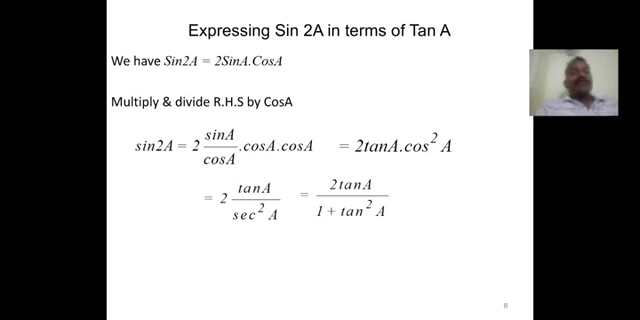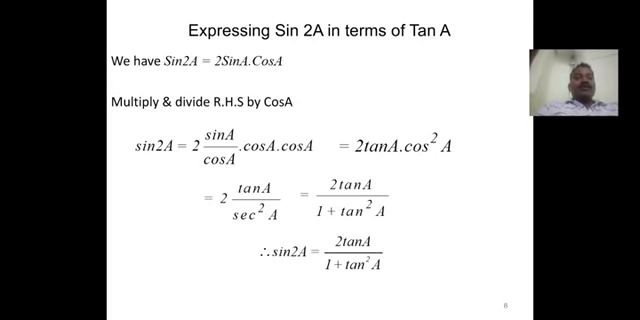Therefore, for sine 2A, there are two formulas. One is 2 sine A cos A, and another one is 2 tan A by 1 plus tan square A. So sine 2A is 2 sine A cos A, which is equal to 2 tan A by 1 plus tan square A.